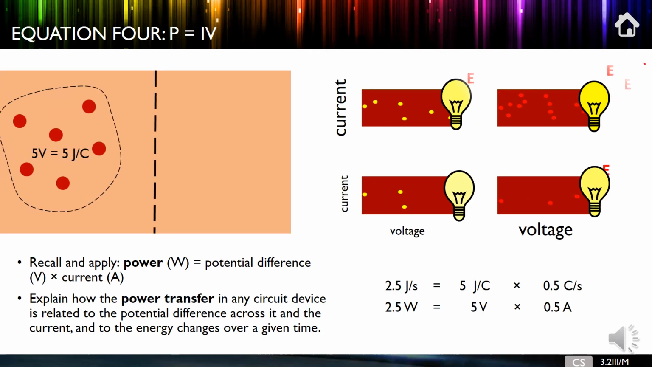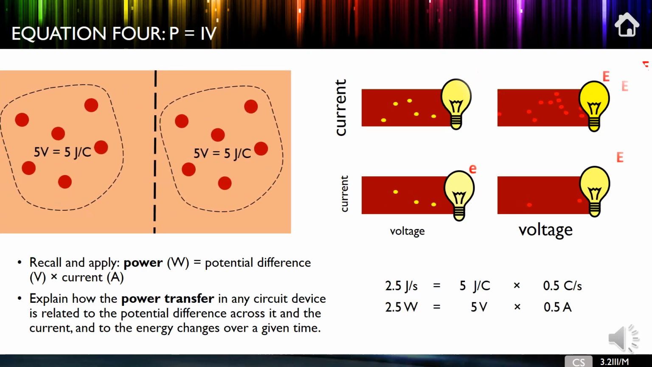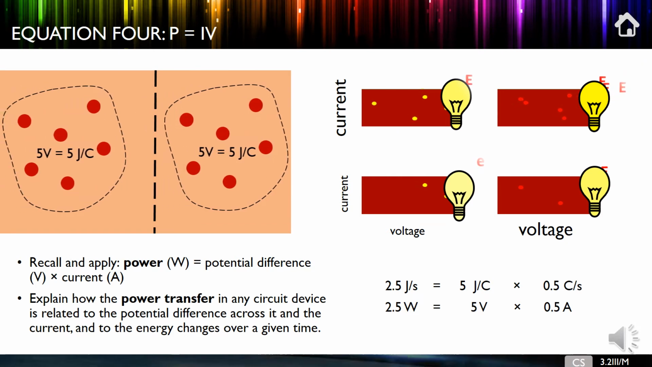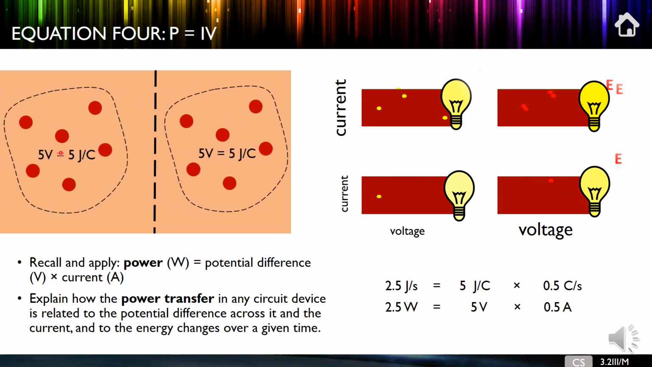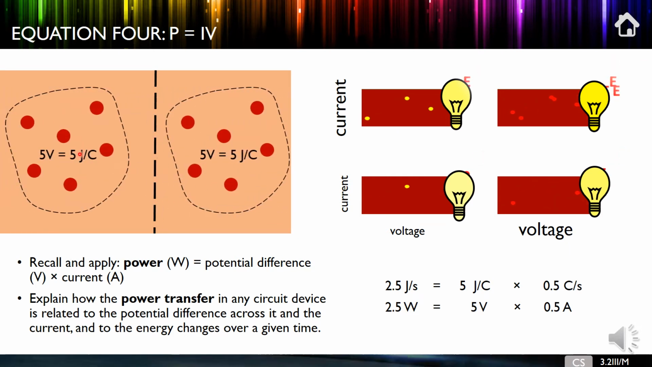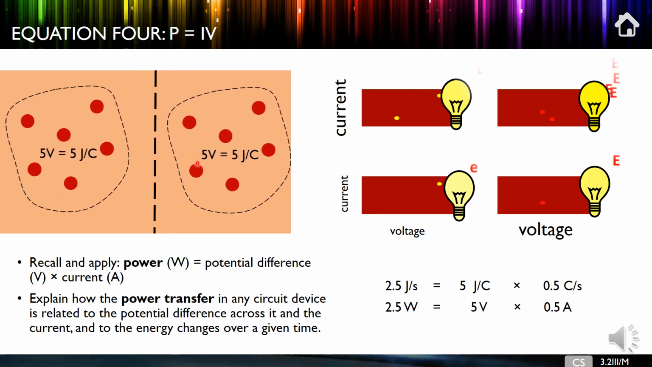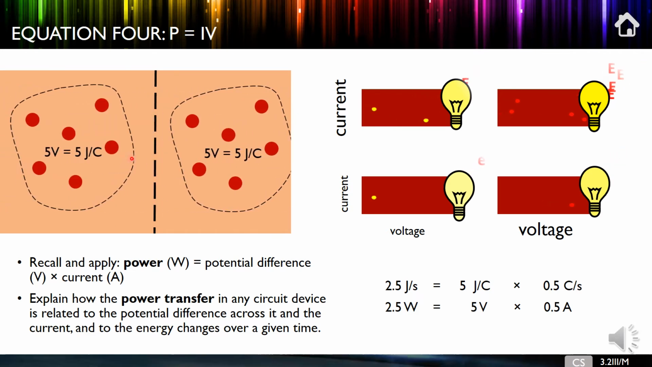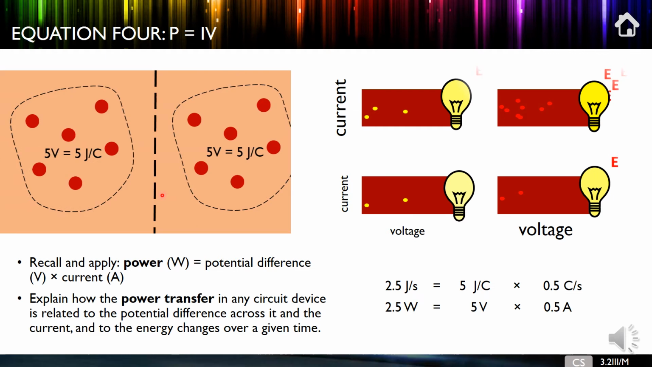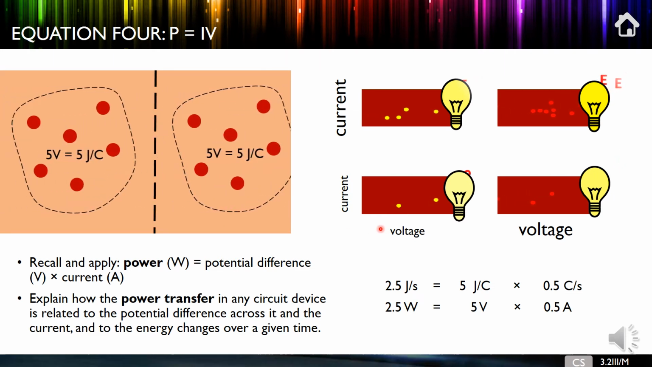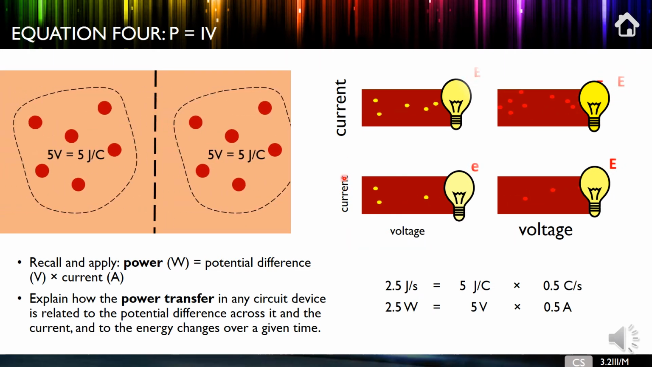So here we can see it in a more realistic situation, although it's still quite conceptually difficult. Here we've got the coulombs arriving. Each coulomb has 5 joules of energy, so we can work out energy per second here, can't we? How much energy is arriving per second? Same idea here, slightly differently represented.